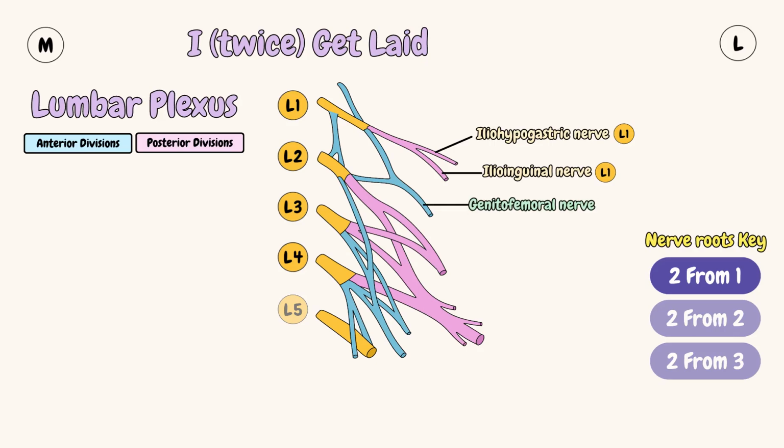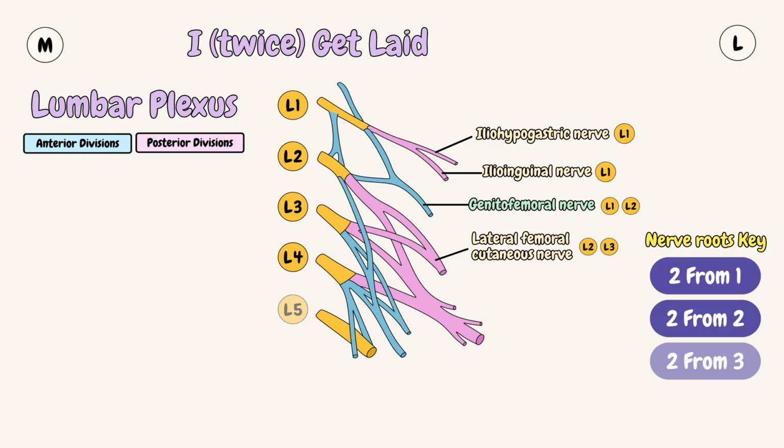I twice get laid. Okay, easy now. Get is the genitofemoral nerve from L1 and L2, and laid has to come after the genital, right? So laid is the lateral femoral cutaneous nerve of the thigh. This nerve comes from root values L2 and L3. Now you see the genitofemoral nerve, L1 and L2, and the lateral femoral cutaneous nerve, L2 and L3. Both of these 2 nerves come from 2 nerve roots. So use this key, 2 from 2.